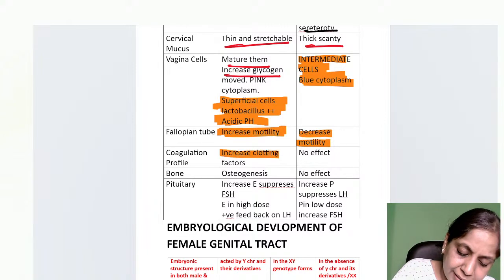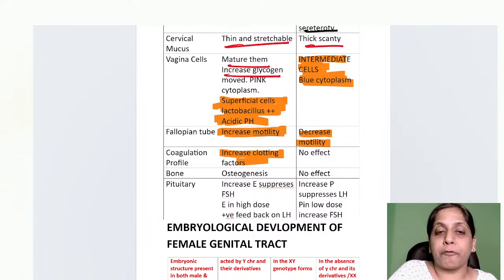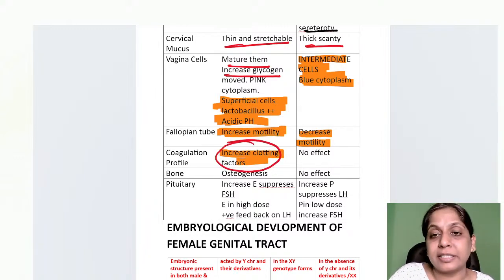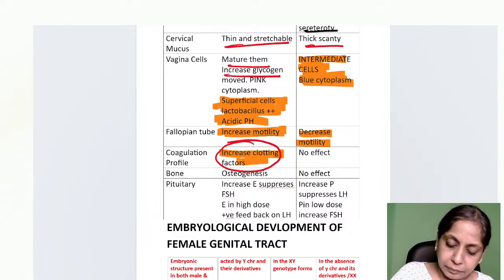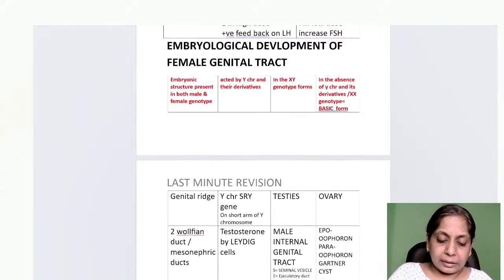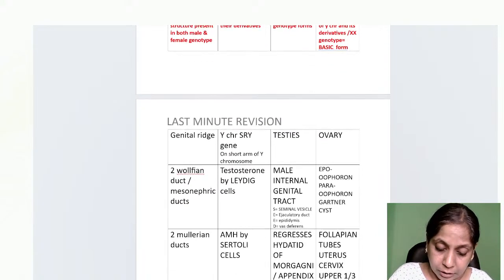The coagulation profile is increased. You all know estrogen increases the coagulation profile. Estrogen increases the clotting factors. All clotting factors are increased by estrogen. On the bones, it causes osteogenesis.